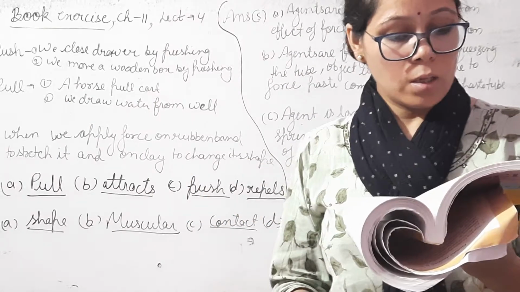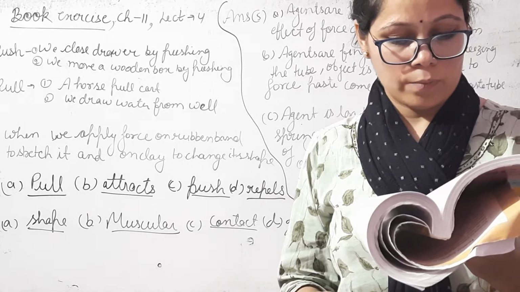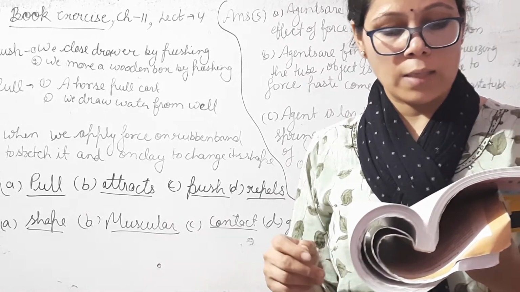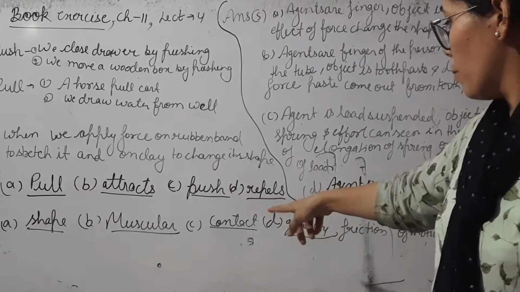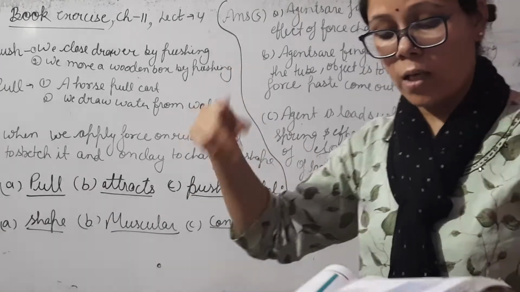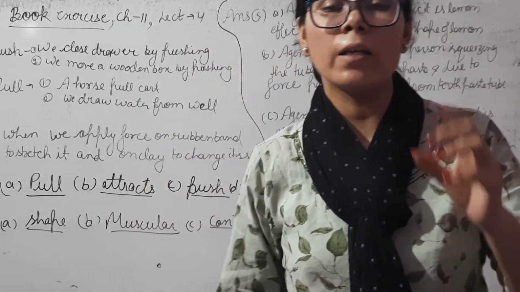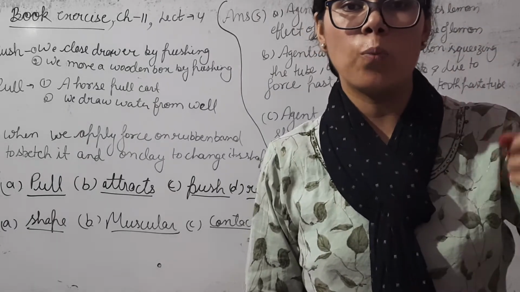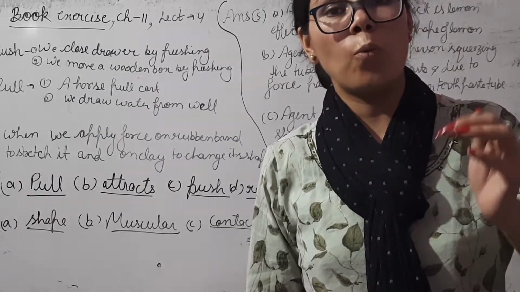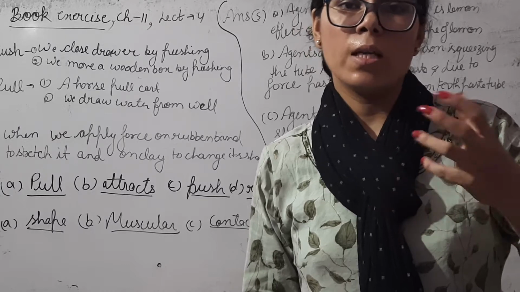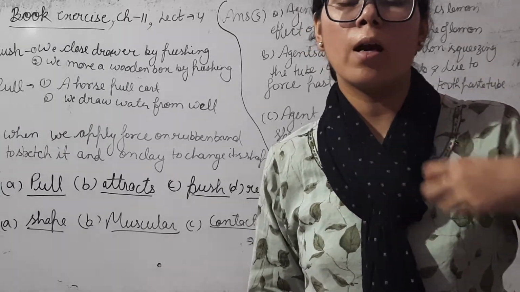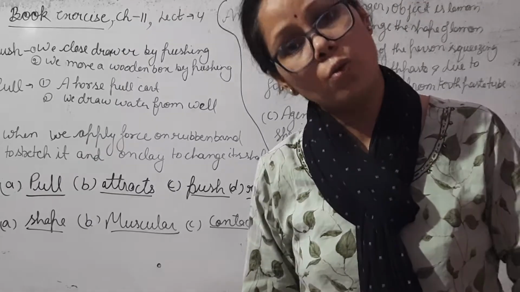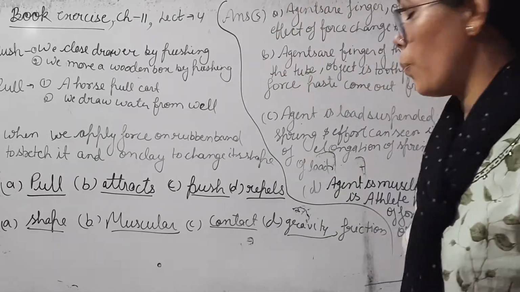Now fourth, the north pole of a magnet repels the north pole of another magnet. We know that a magnet has two poles, south pole and north pole. The south pole and north pole attract each other, but when south pole and south pole come in contact, they repel each other. So the answer is repel.